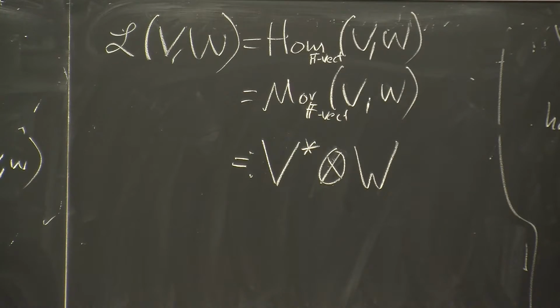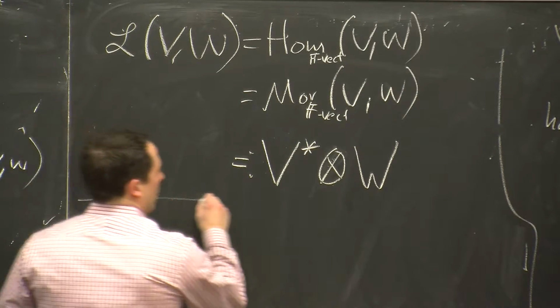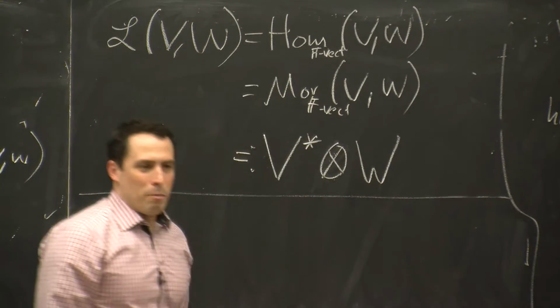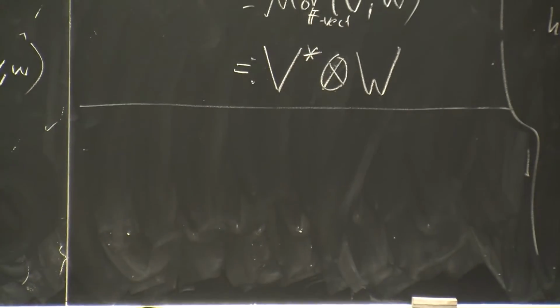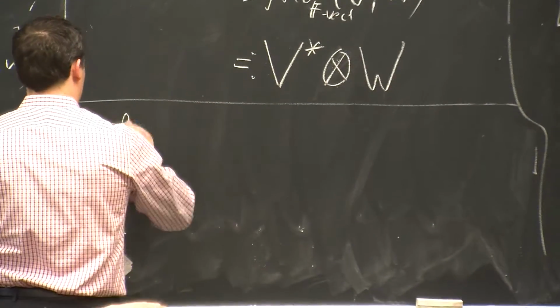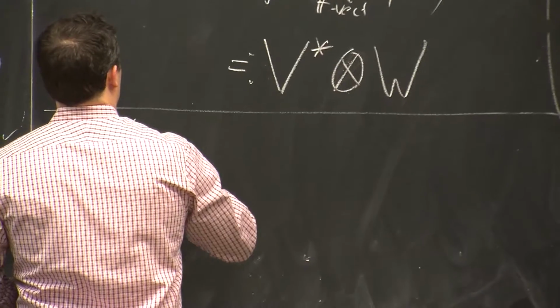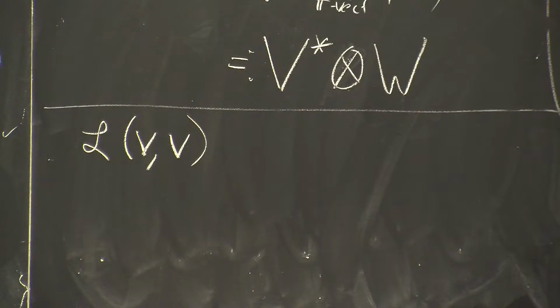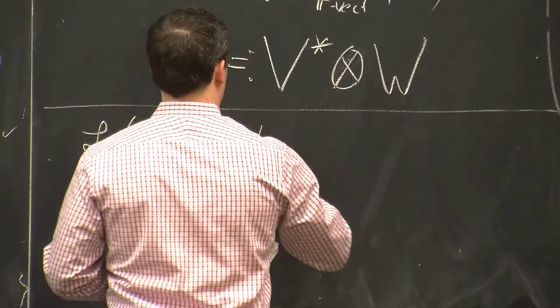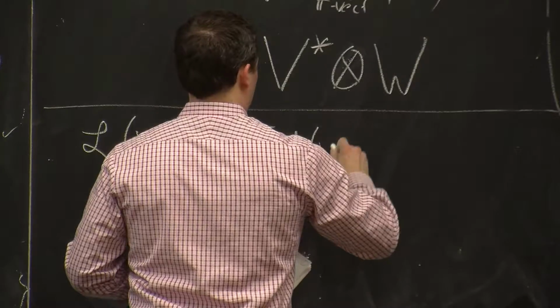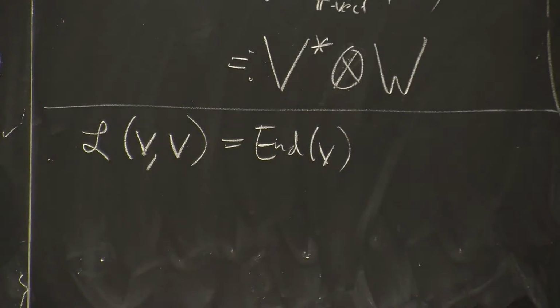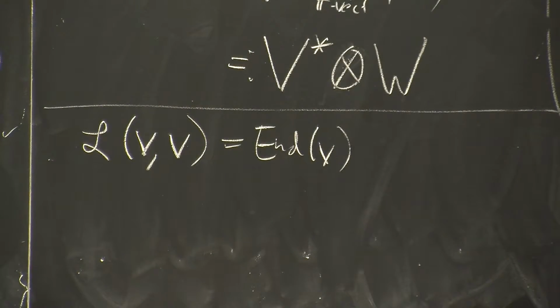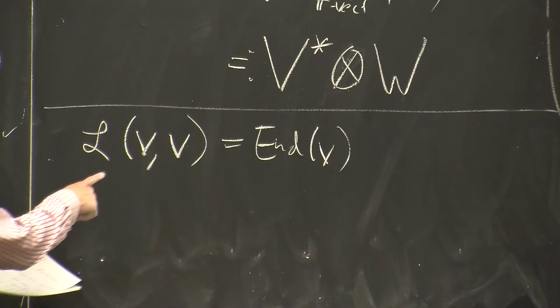So the last thing I want to mention is that there are more special maps if we're in another special case. So suppose I take the set of maps from V to itself. This, by the way, has another special name: endomorphisms of V, morphisms from V to itself. Maps from V to V.